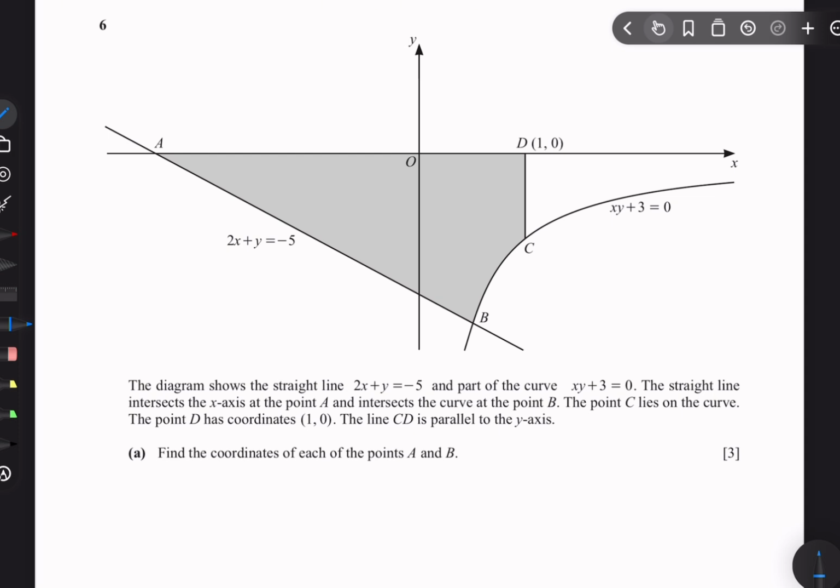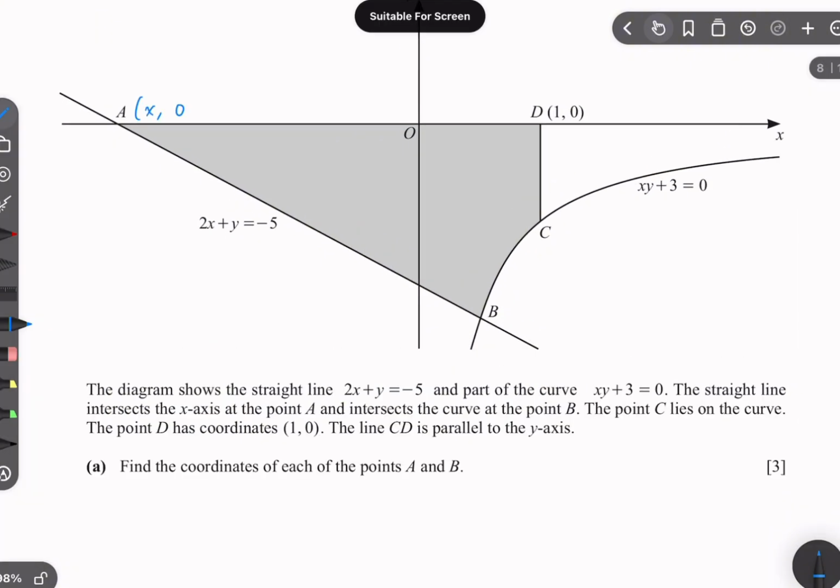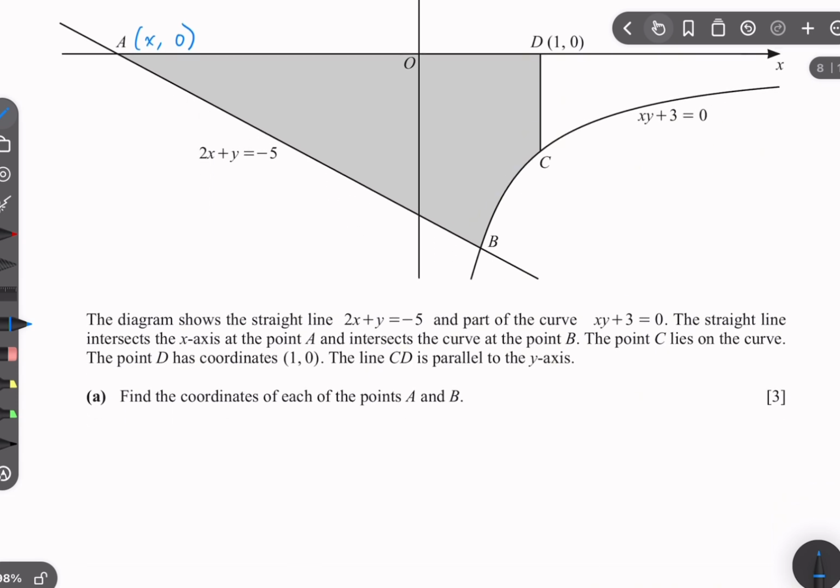Okay, so A is where the equation 2x plus y equal to minus 5 crosses the x-axis. So y is equal to 0. So we don't know the x value, but we know y is equal to 0. So we can just sub y equal to 0 into this equation to find the x value. Okay, so the coordinate of A will be (minus 5 over 2, 0).